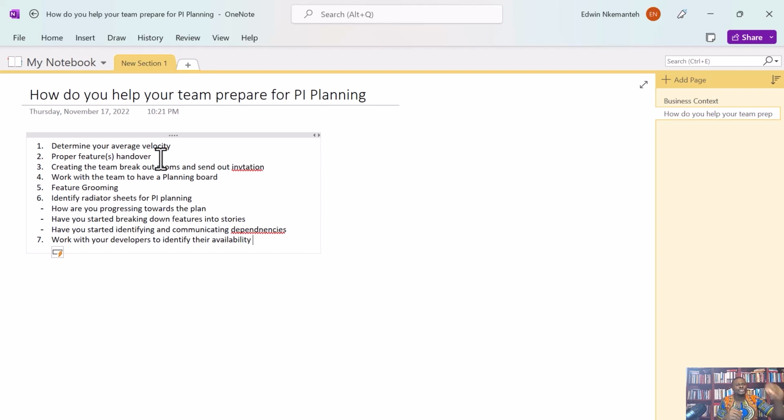Number five, make sure you organize a feature grooming with the team so that your team can actually get used to the feature before PI planning. Number six, make sure you're familiar with the information radiator sheet that you'll be using during your Scrum of Scrums. Number seven, work with your developers to identify their availability to enable you to plan their capacity. And last but not the least, gauge your team members' tempo as they are approaching PI planning.